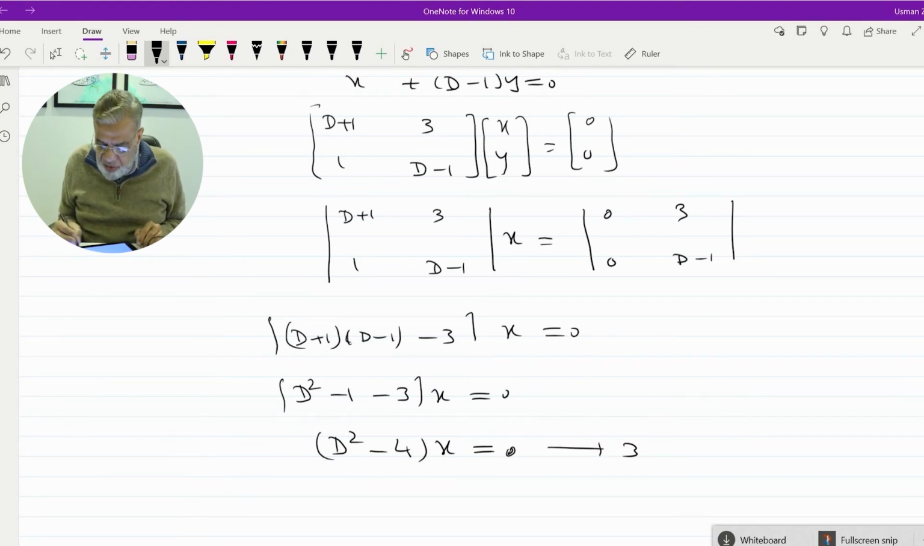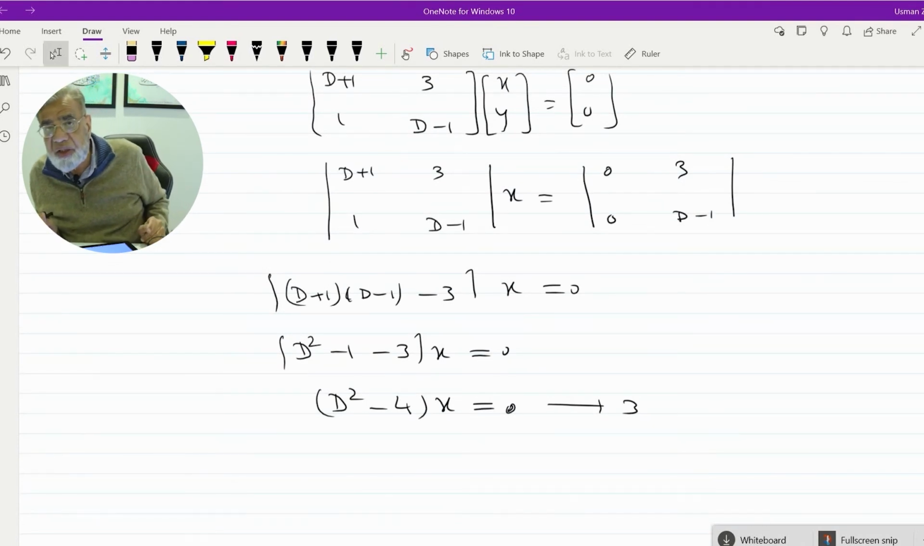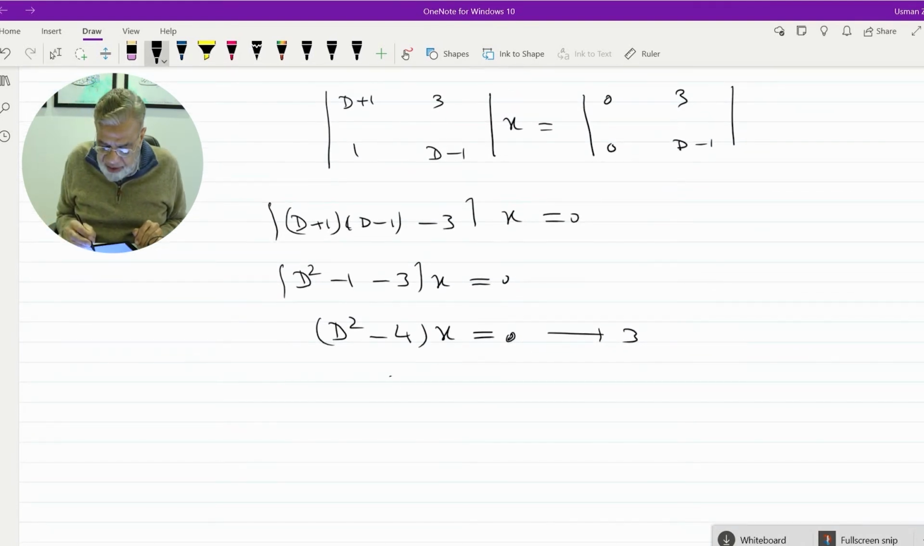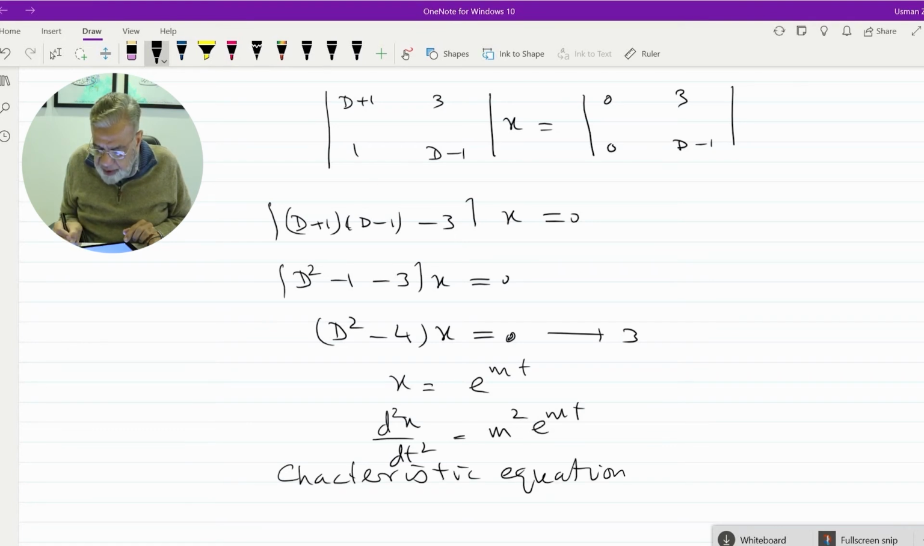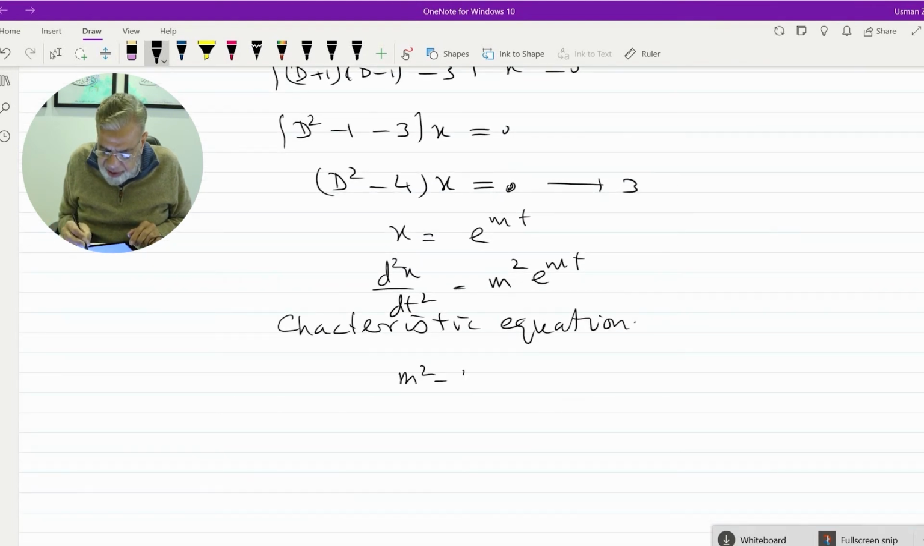I want to solve this equation. To solve a higher order differential equation with constant coefficients, we use the substitution x equal to e to the power mt. Then d2x by dt square will be equal to m square e to the power mt. I get the characteristic equation for my differential equation 3, which is m square minus 4 equal to 0. I factorize this to get the value of m. I get (m minus 2) into (m plus 2) equal to 0. I get the two values, m equal to minus 2 and m equal to 2.